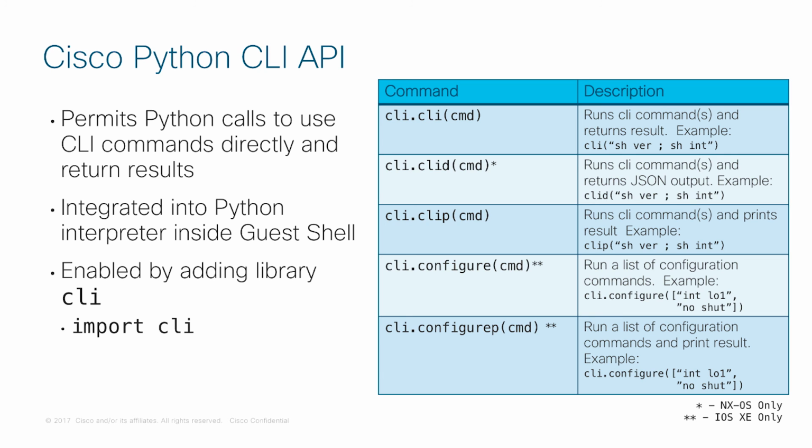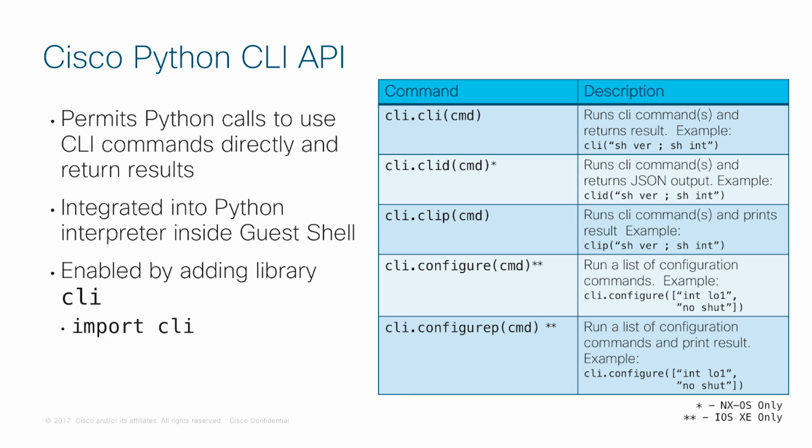And there are variations for that, whether you want to return your data back as a JSON output or just print it to the screen. We also have cli.configure and configure-p to send specific configuration commands in a way that doesn't require us to previously access the config mode as we would with the CLI options.